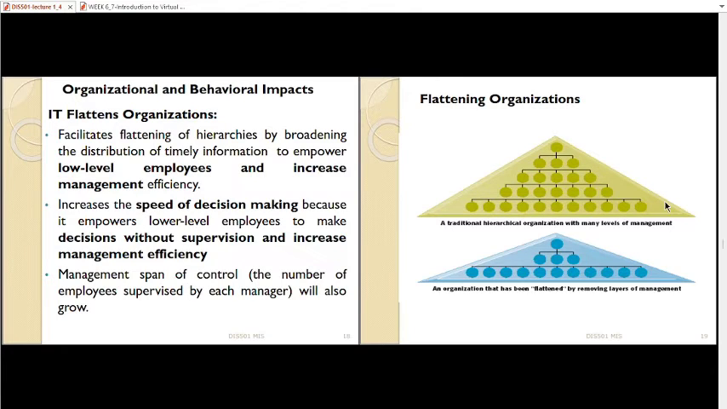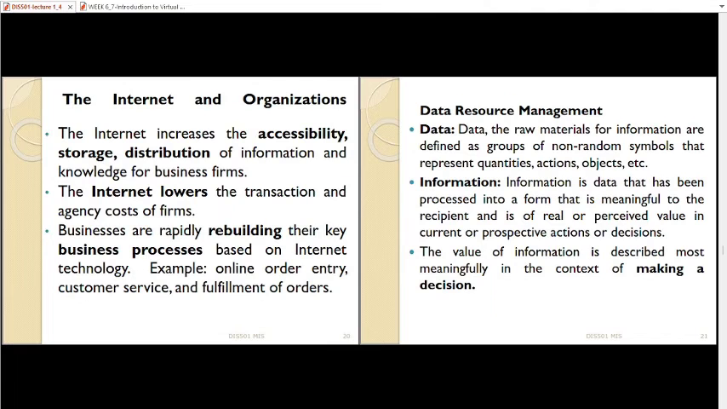So it's important for us to consider technology if we want to flatten organizations. And if you flatten organizations, that means you're keeping more profits rather than using them to pay extra employees and so on. So the internet is very important, and that's why I've mentioned that. And therefore, the internet lowers the transaction and agency costs and all that.